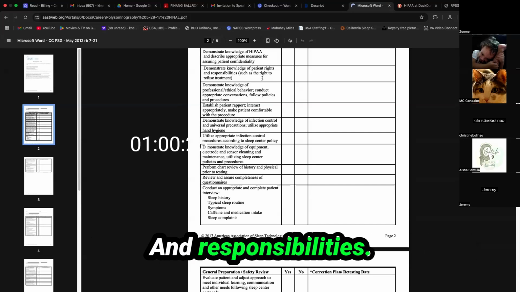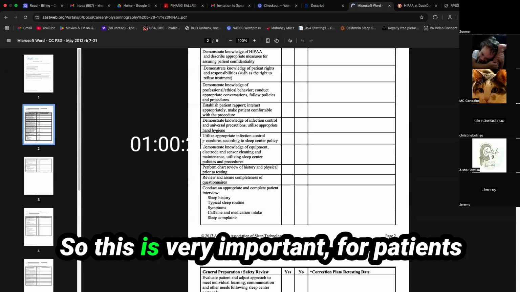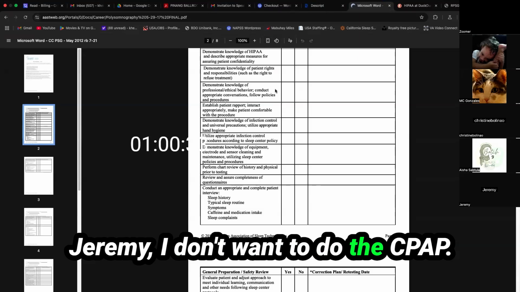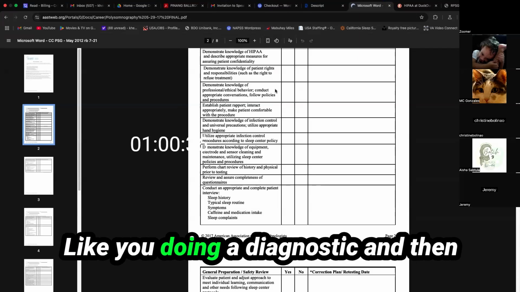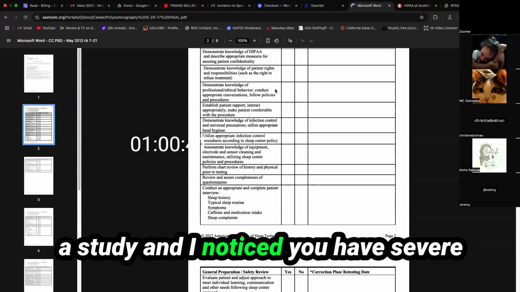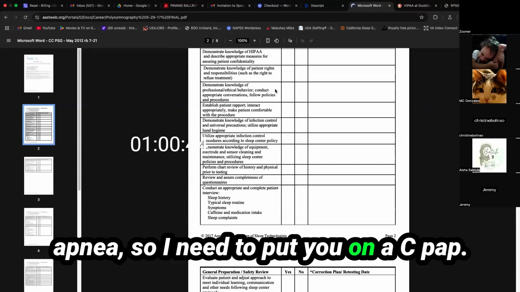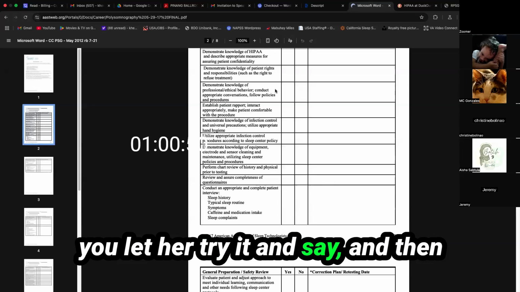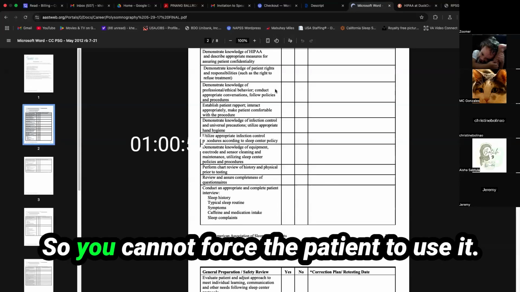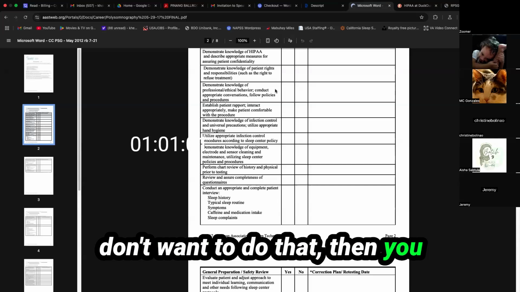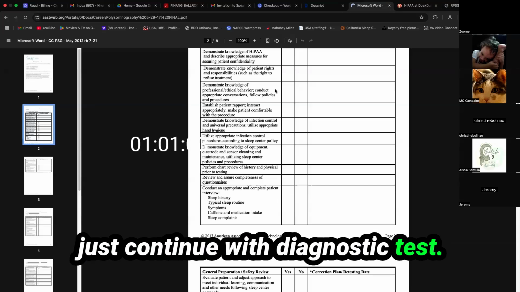Demonstrate knowledge of patient rights and responsibilities. This is very important for patients to let you know that, you know what, Jeremy, I don't want to do the CPAP. Like we're doing a diagnostic and then you say, "Hey, Miss Melai, we were doing a study and I noticed you have severe apnea, so I need to put you on a CPAP." This is the device; you let her try it, and then Melai says, "No, I don't want it." So you cannot force the patient to use it. As soon as the patient says, "I don't want to do that," then you just continue with diagnostic tests. Clear?